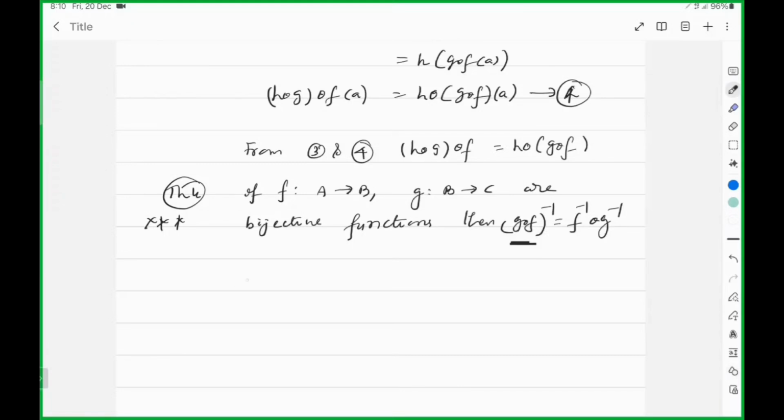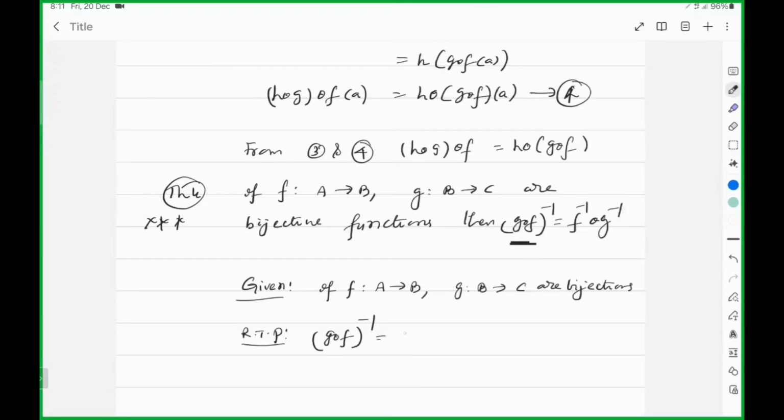Here, as usual, before proving the theorem, let f map from A to B and g map from B to C be bijective mappings. What is required to prove is (g∘f)⁻¹ is f⁻¹∘g⁻¹.